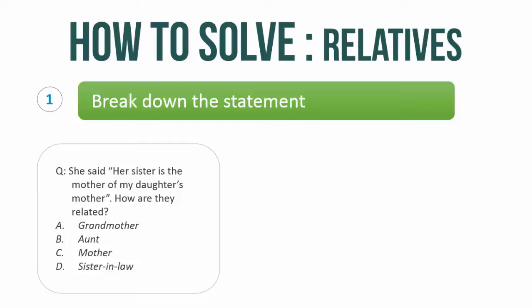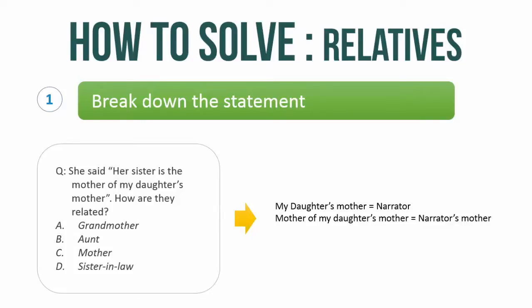Step 1 is to break down the statement. She said, her sister is the mother of my daughter's mother. So if a woman is referring to someone as my daughter's mother, she is probably talking about herself. Therefore, my daughter's mother is the narrator. And the mother of my daughter's mother, in this particular sentence, shall be the narrator's mother.